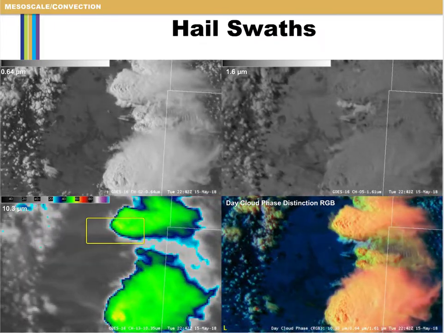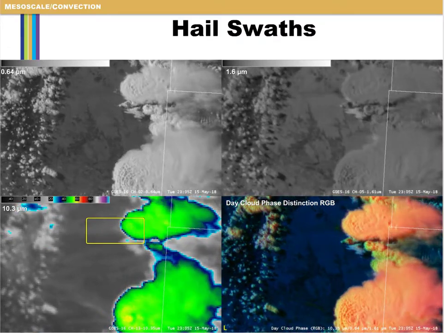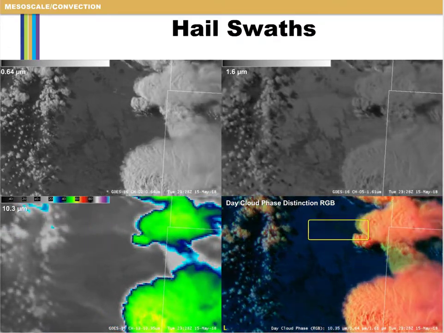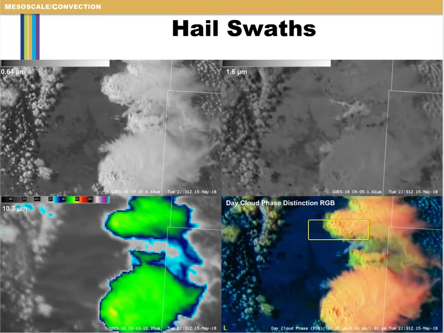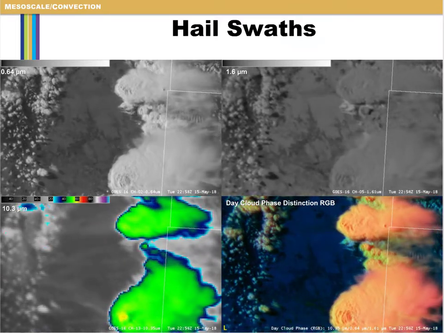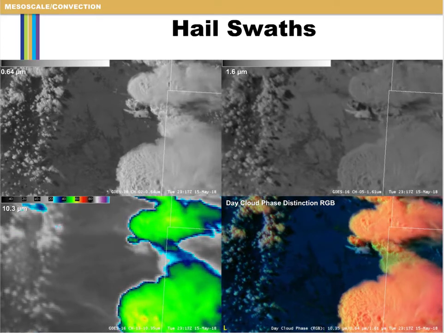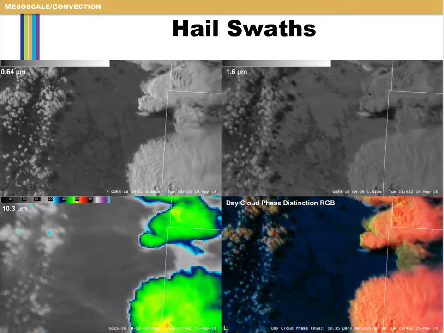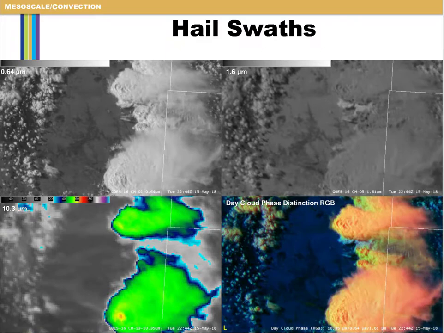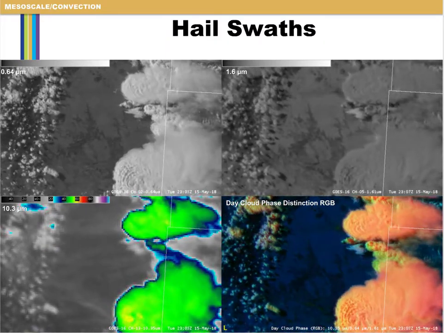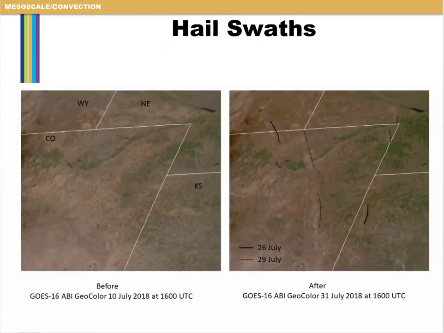In the day cloud phase distinction RGB, the hail swath shows up as green since there is a strong contribution from the visible band, which is the green component. There is little contribution at 1.6 microns since ice absorbs, and also from 10.3 microns since it's only slightly colder than the surrounding ground. At times you may be able to see hail damage swaths on the ground after the hail has melted. If the hail size and intensity is sufficiently large, vegetation is damaged by the hail and is noticeable in visible bands on GOES.